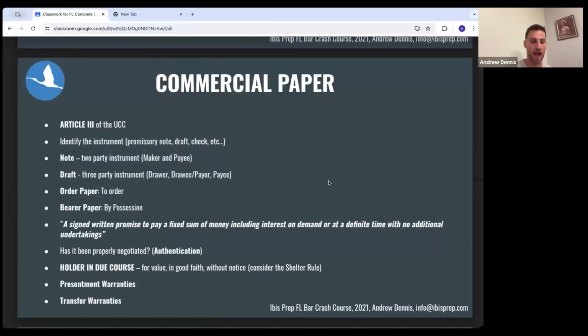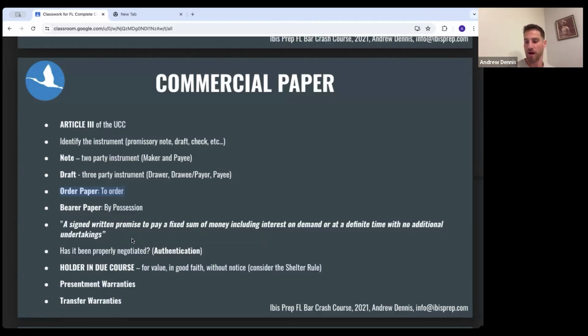Okay, so how do you negotiate something? Well, if it's order paper via authentication, so signing the instrument, and if it's bearer paper, simply via transfer of possession. What will they most likely test when it comes to commercial paper on the exam? The concept of a holder in due course. What is a holder in due course? It's the same elements as a bona fide purchaser. Someone who takes for value in good faith without notice, right?